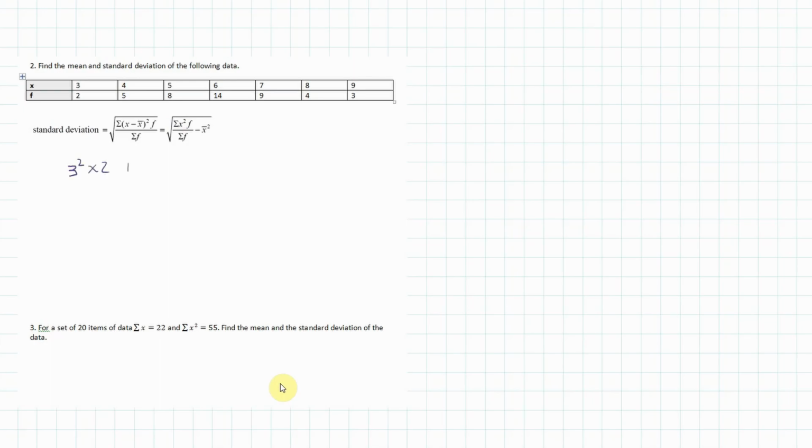We've got 2. Plus 4 squared, and we've got 5 of those. Plus 5 squared, that's x squared, and we've got 8 of those. Plus 6 squared, and we've got 14 of those ones. And we've got 7 squared, we've got 9 of those. And we've got 8 squared, and we've got 4 of those. Then we've got 9 squared, and we've got 3 of those. So that is this bit here. Okay, so that's that bit.